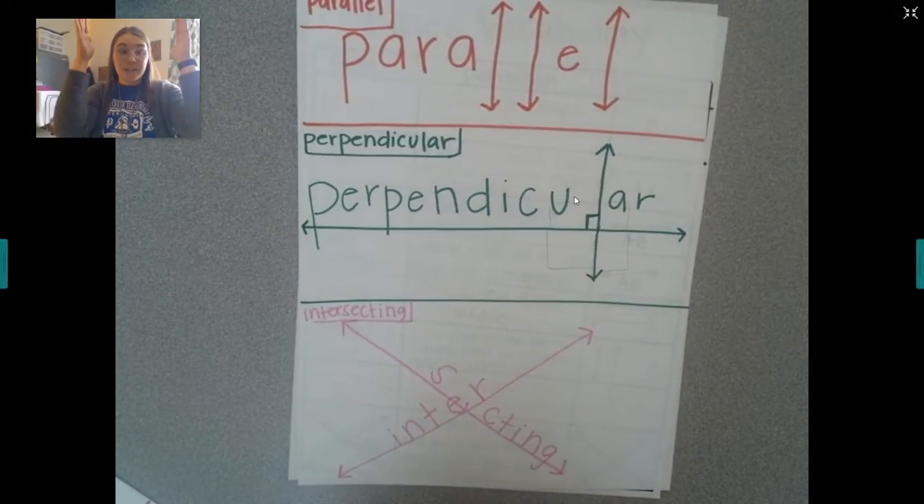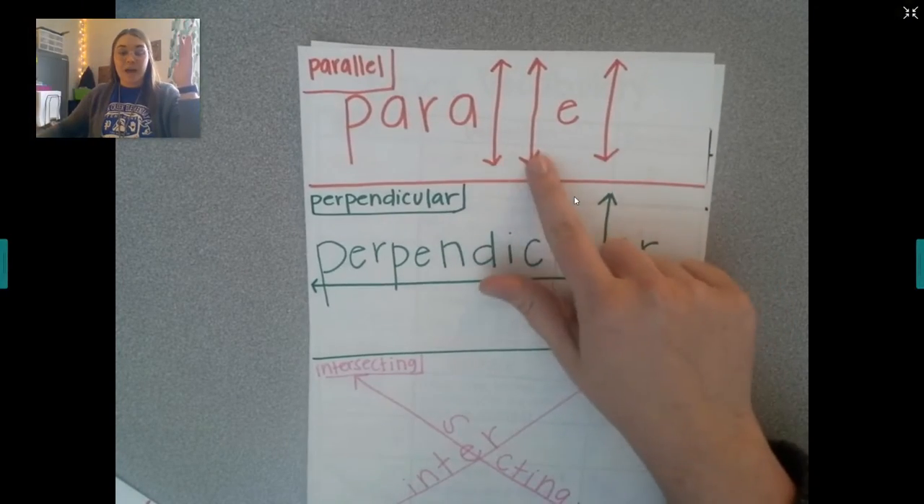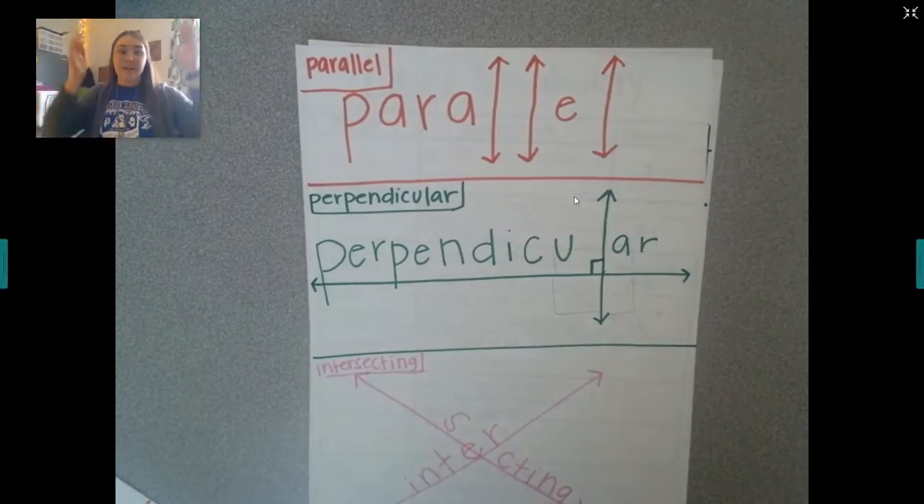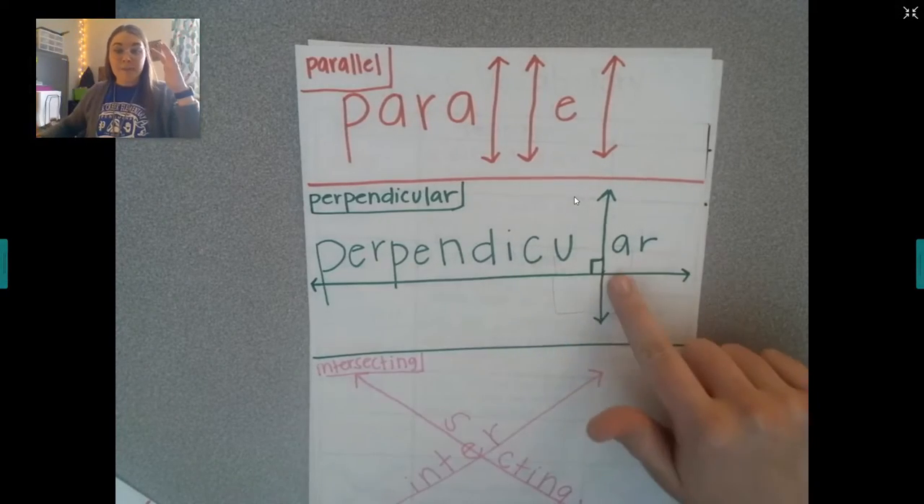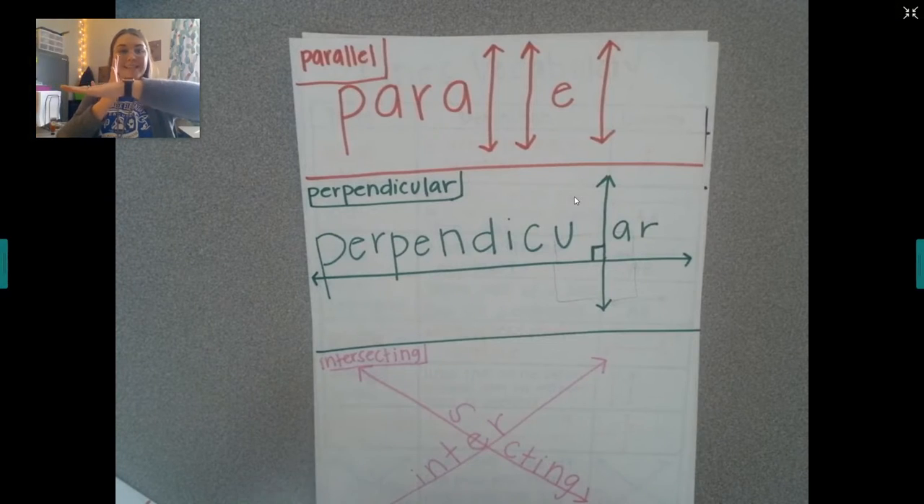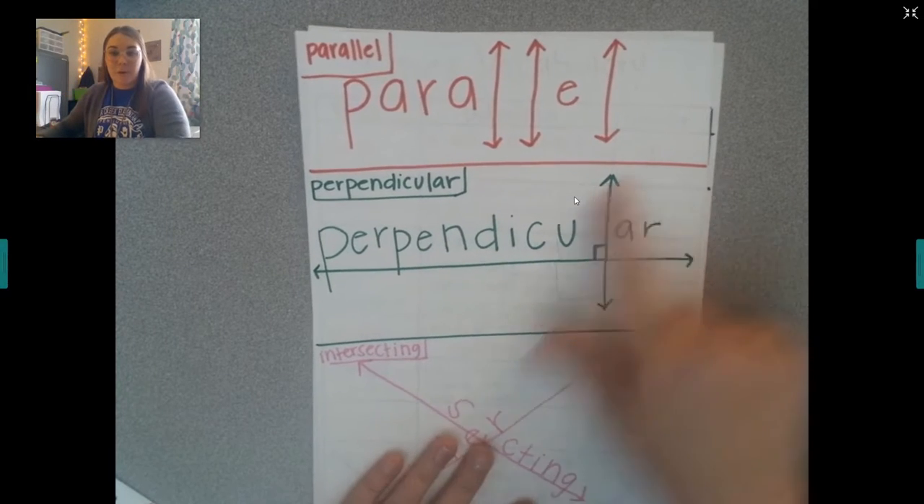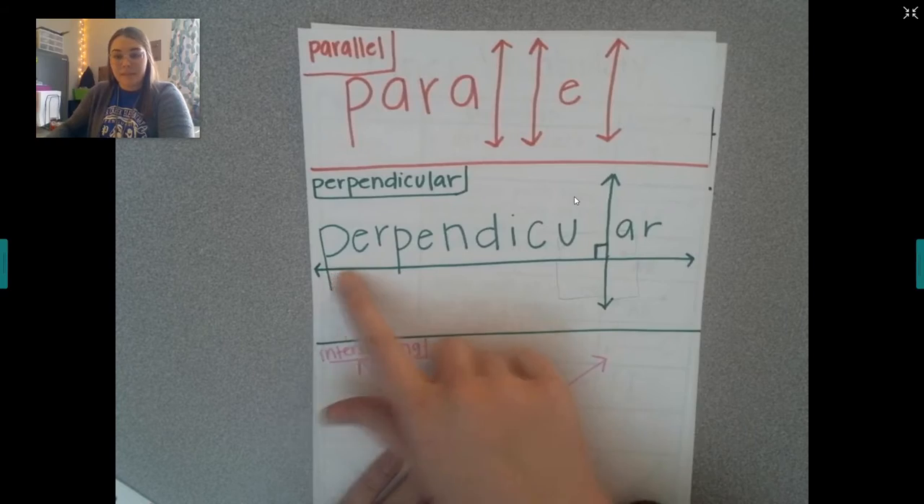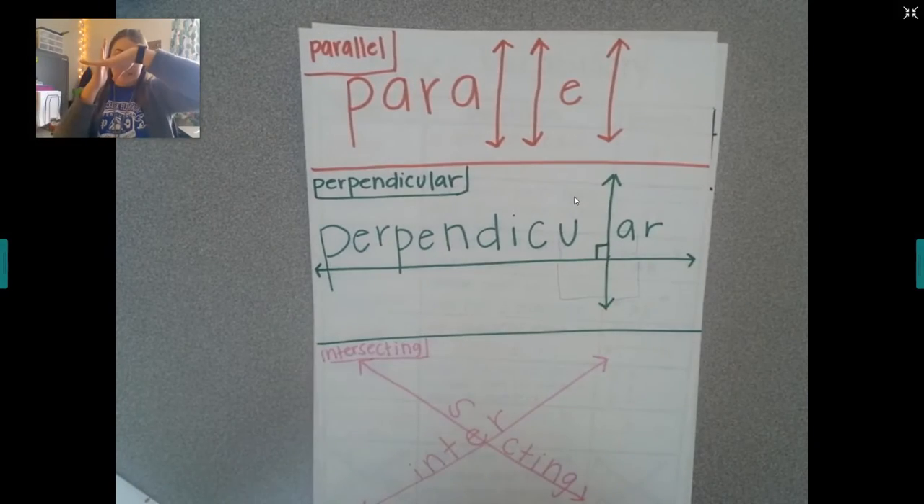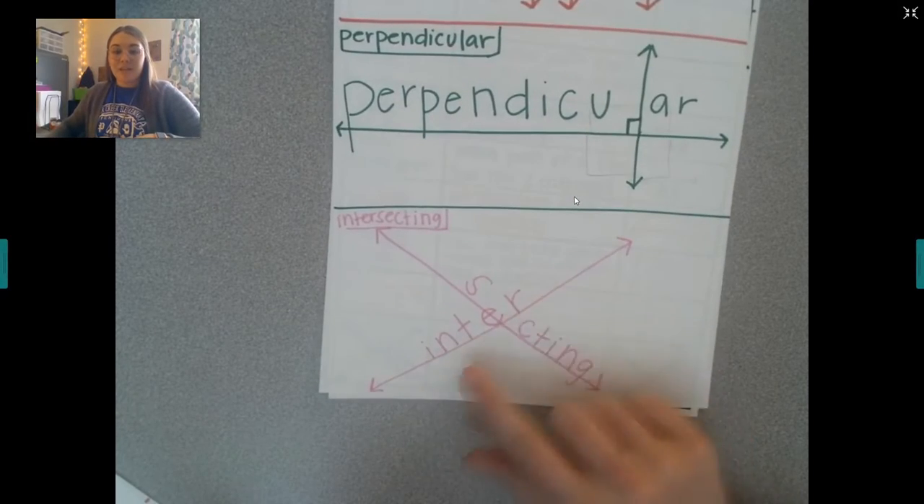Parallel, they go like this. They never touch. And I think of the L's in parallel. Those L's are never going to touch their lines. And they're never, ever going to touch. Perpendicular is when they cross and they make right angles. They make a T. So perpendicular, I think of the L in perpendicular, and I make that T. They make right angles.